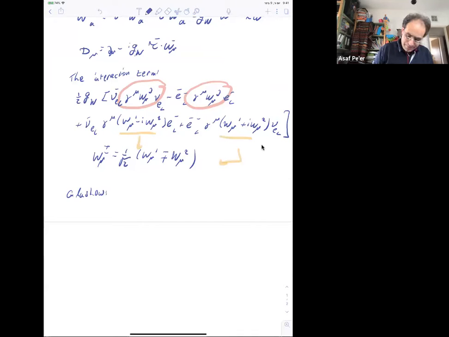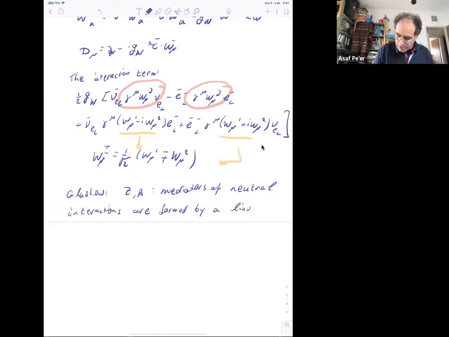Right. It says that the Z and A, these are the mediators, the neutral interactions, are formed by a linear combination that mixes gauge bosons of two gauge theories. Right?